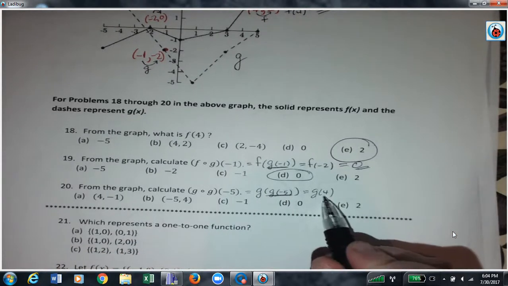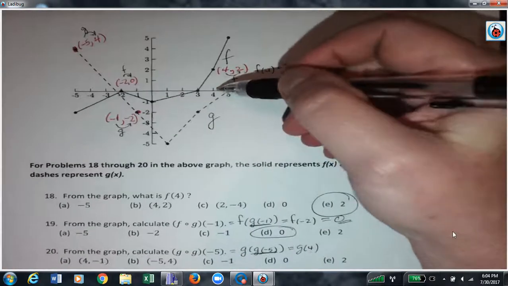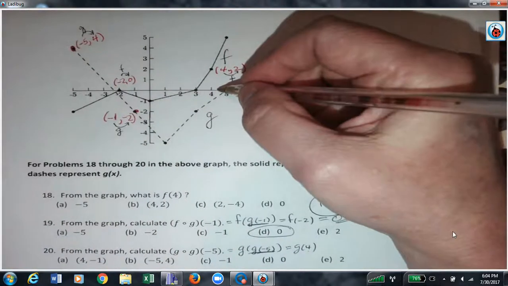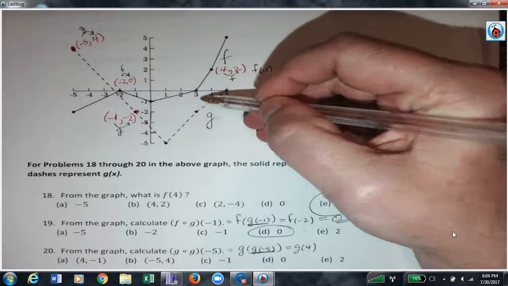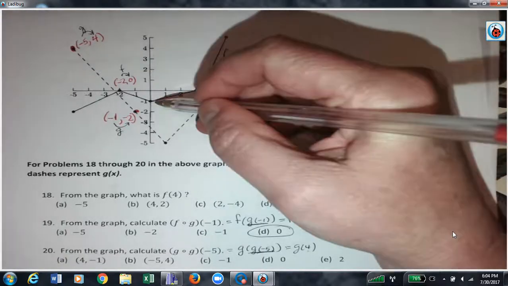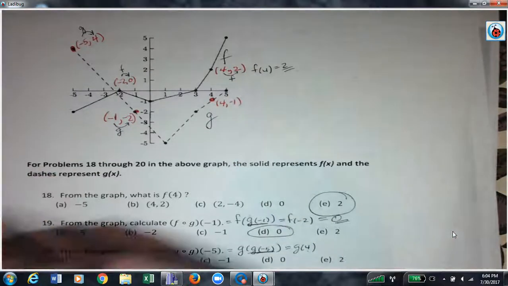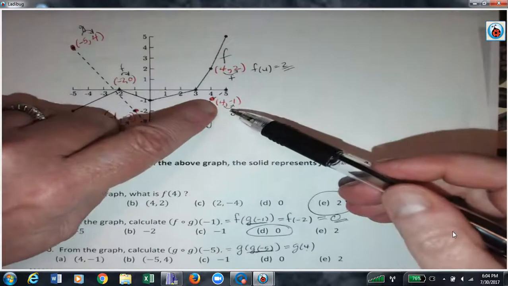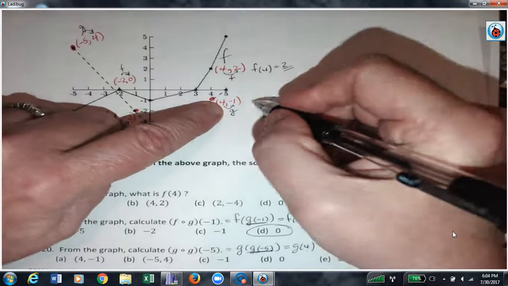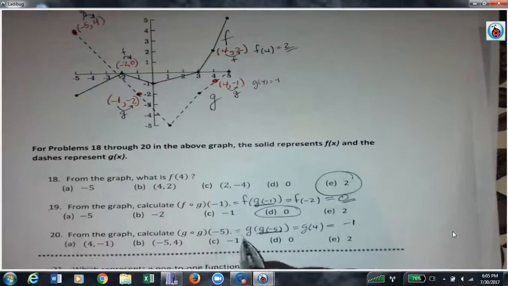Now I have to find this. So I need to find the point whose x-coordinate is 4, and the point is on g. So here's 4, and here is what looks like to be the point on g. And that matches up there with -1 on the y-axis. So this is the point 4, -1. So what does g do? It maps the x-coordinate into the y-coordinate. So g evaluated at 4 is equal to -1. I come down here and I have -1.